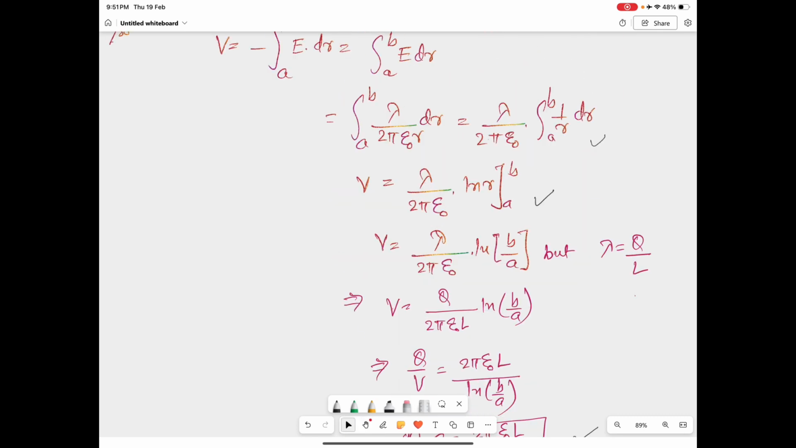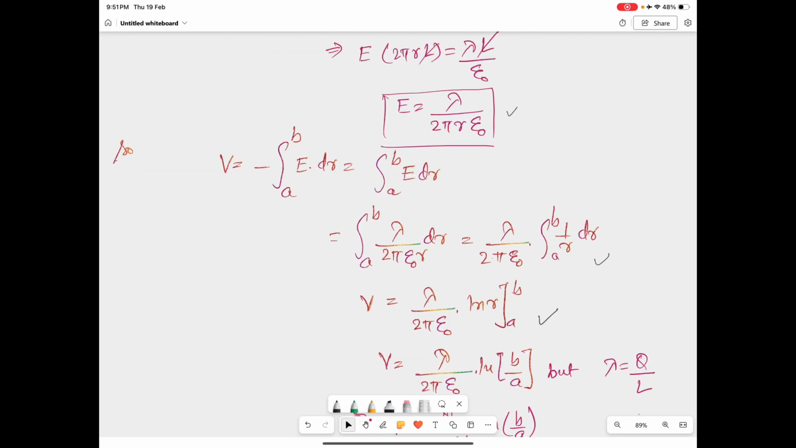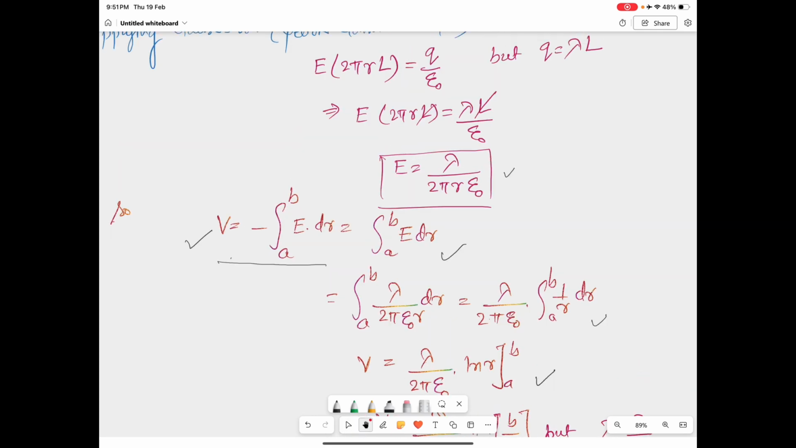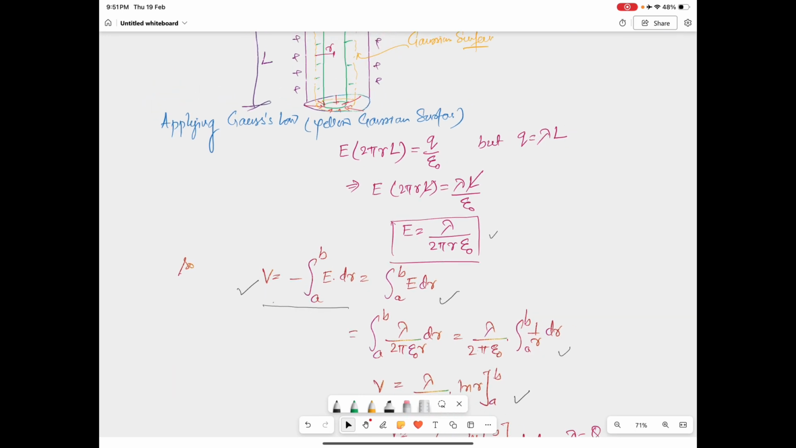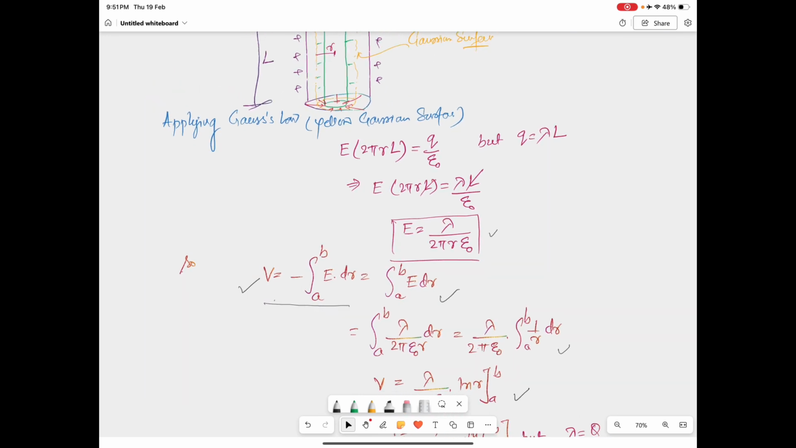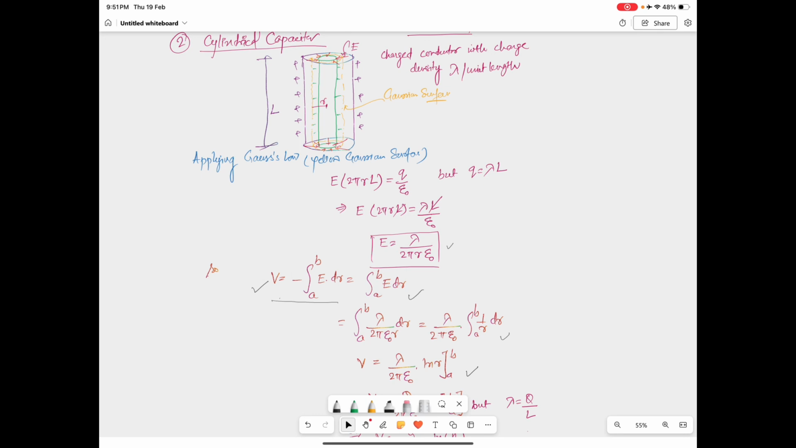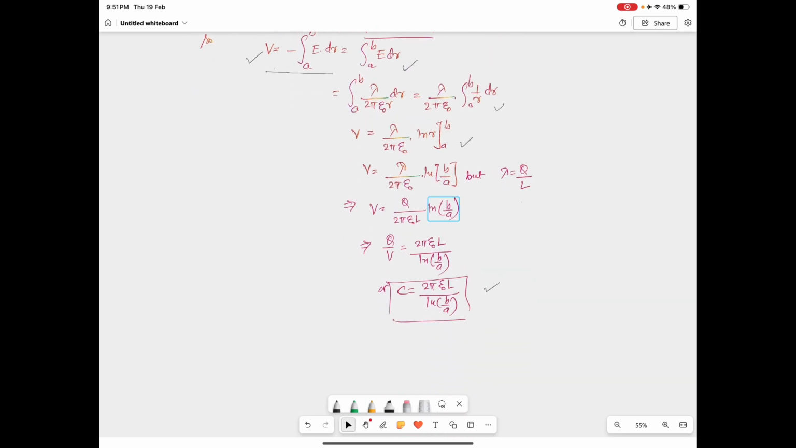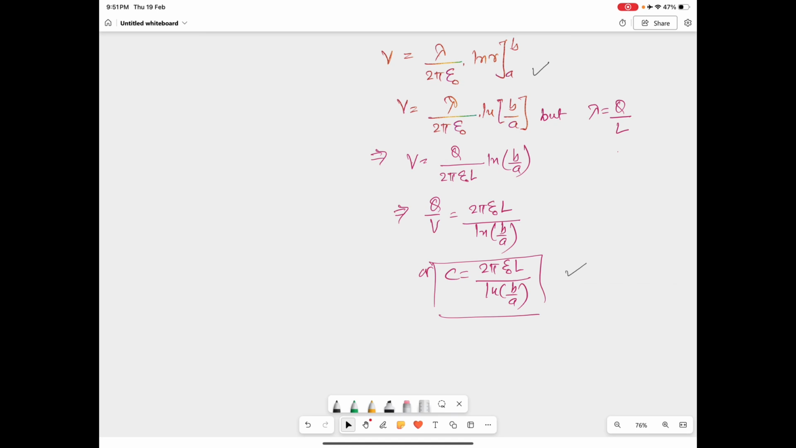So the overall idea of explaining this is that you should know this formula, because it will help you find the voltage between the two conductors, using the electric field between the two conductors and therefore the voltage. With this you can find the capacitance of the particular capacitor, whether it is a spherical capacitor, a parallel plate capacitor, or a cylindrical capacitor. You can do it for the spherical capacitor also.